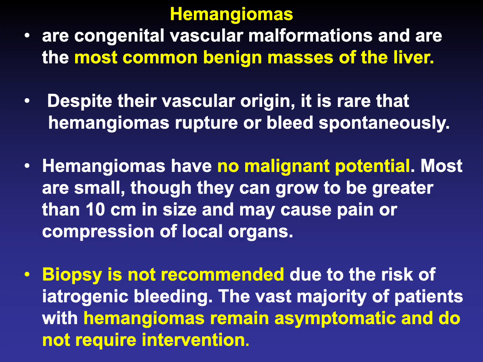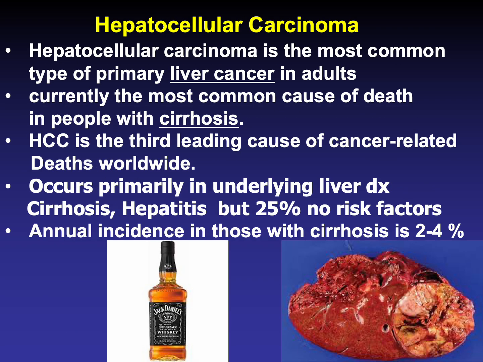The most common type of primary liver cancer in adults is hepatocellular carcinoma. Hepatocellular carcinoma is the third leading cause of cancer-related deaths worldwide. The development of hepatocellular carcinoma is attributed to fibrosis and cirrhosis. It occurs primarily in underlying liver disease of cirrhosis and hepatitis, but 25% have no risk factors.